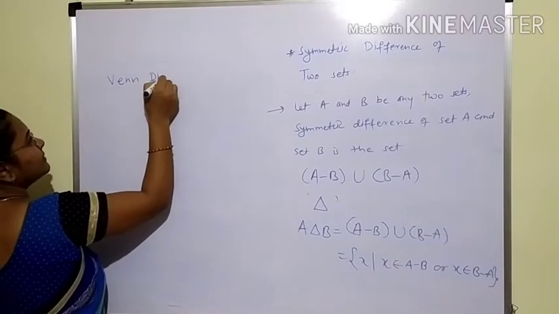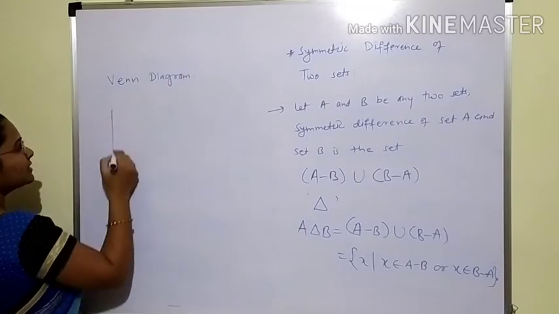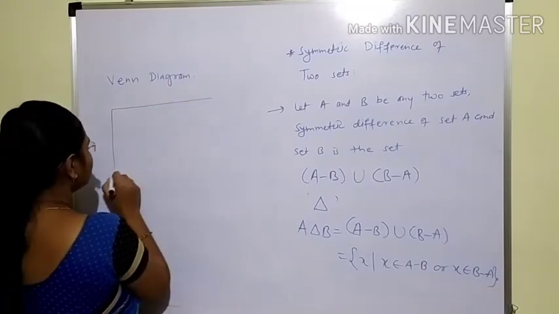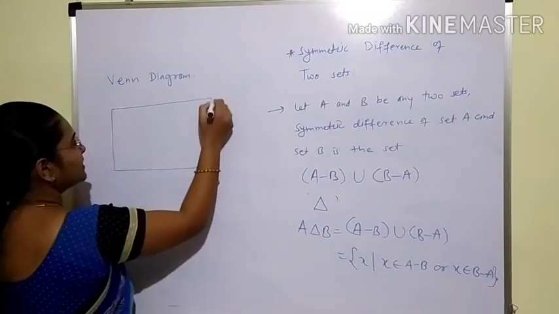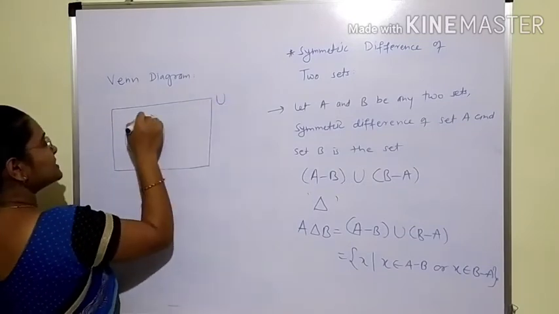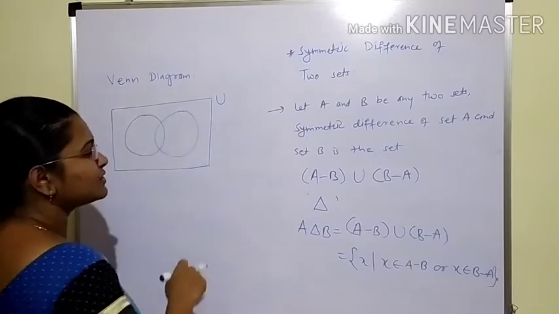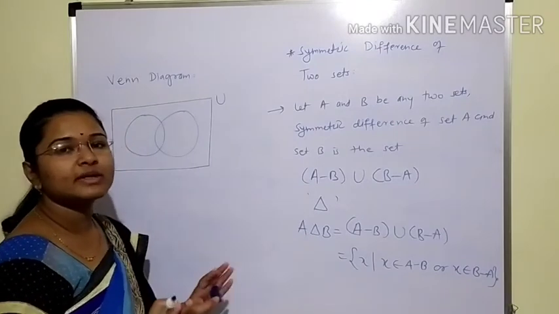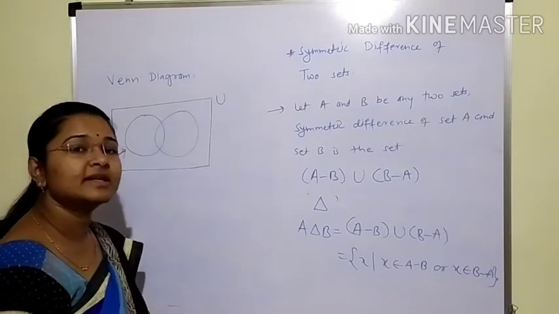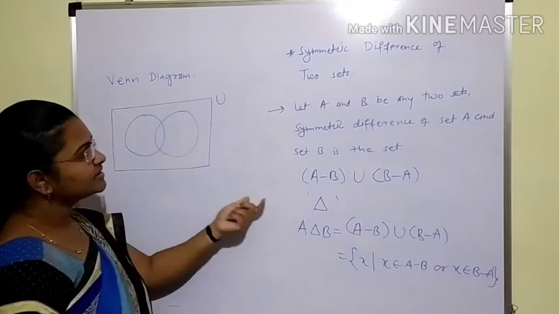Venn diagram. Okay, so if this rectangle shows a universal set U, then this is set A and this is set B. Now students, for symmetric difference of two sets, here we'll consider A and B both as non-empty sets with their intersection also a non-empty set. Then and only then can we represent the symmetric difference.